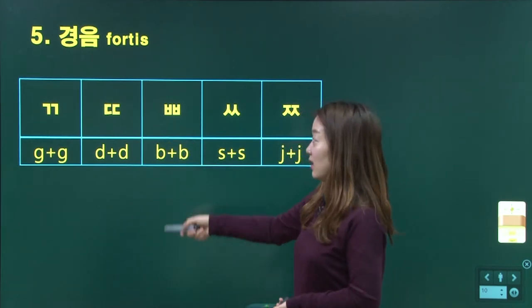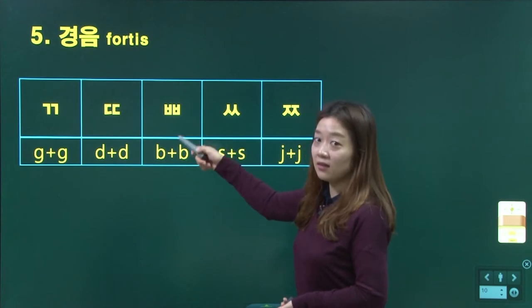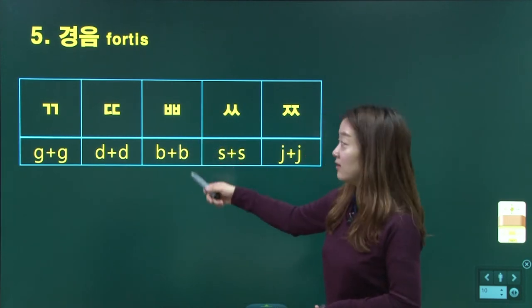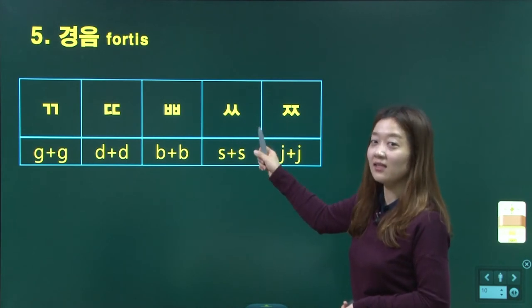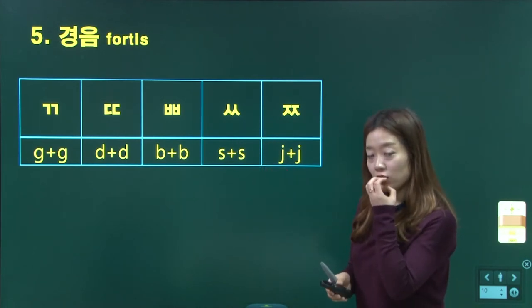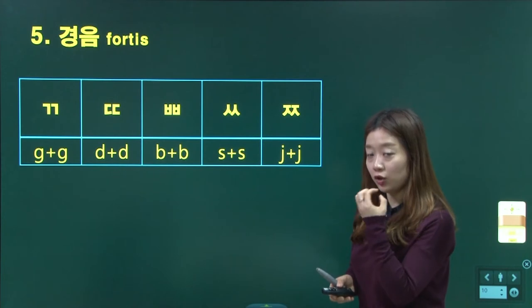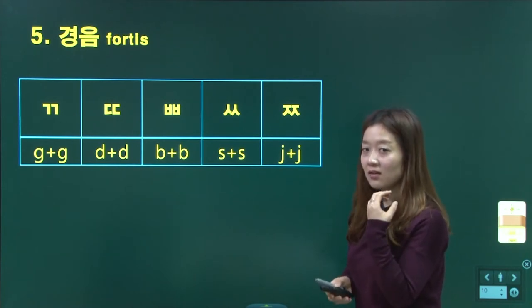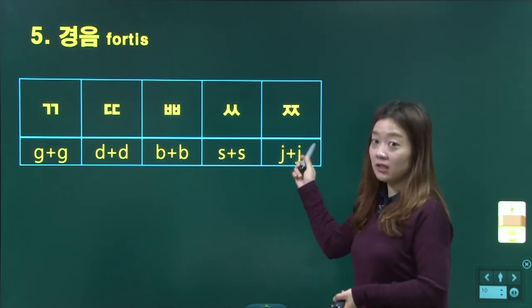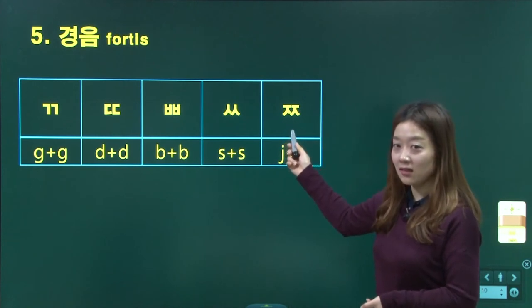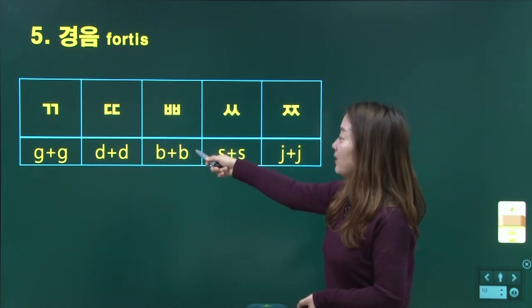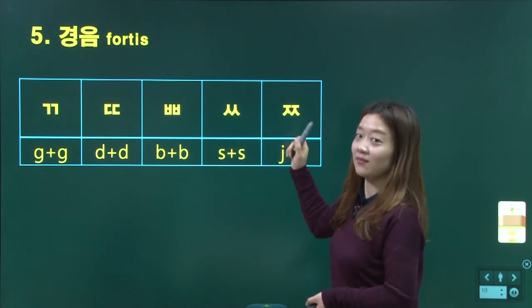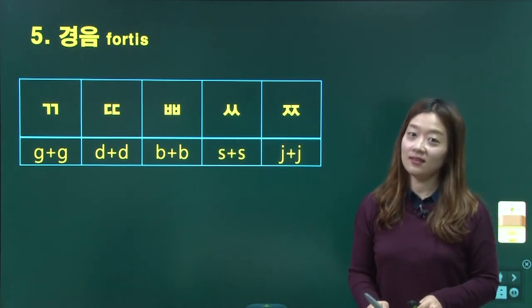B and B together, B, B, B. S and S together, S, S, S. You have to make strong tension in your tongue, okay? S, S. J and J together, J, J, J. So, G, D, B, S, J.